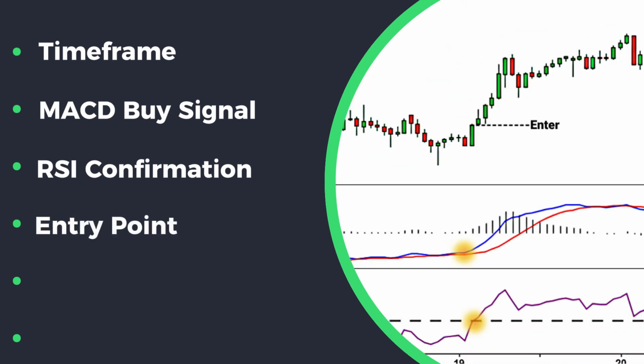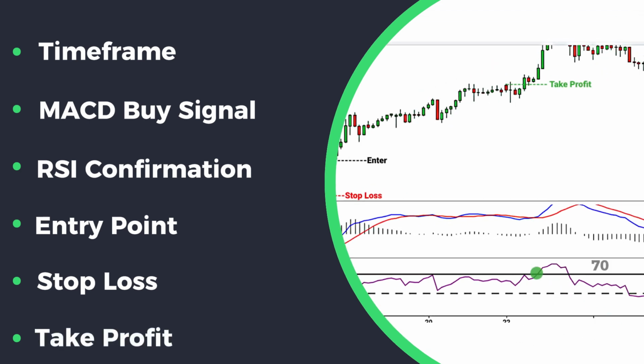Once both of those are in place, you enter the trade at the close of the candle. Set your stop loss just below the most recent swing low. Keep it tight and realistic. And for your exit, aim for a 1-to-2 risk-to-reward ratio, or if RSI gets close to 70, you can take profits early. This setup keeps you trading with momentum, not just guessing it, and that's what makes it powerful.